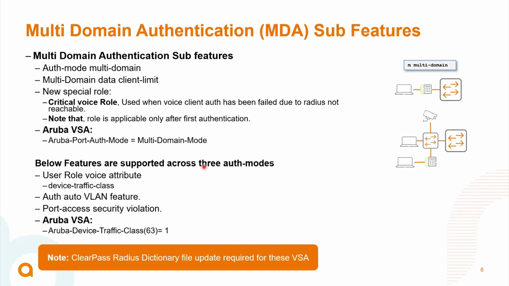Below features are supported across the auth modes. That means these features will work on client mode and device mode. For example, we are introducing a user role for voice. That means you can configure this in a LUR or in your DUR. The attribute is device traffic class. As soon as you configure this, that client which you are authenticating will become voice. Rest all will be treated as data.